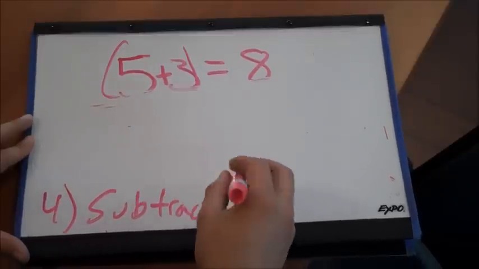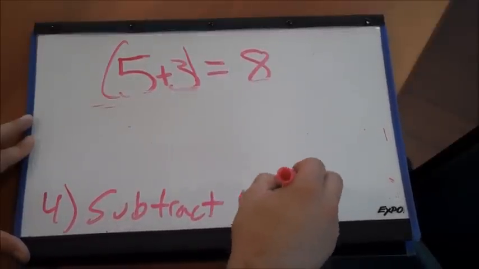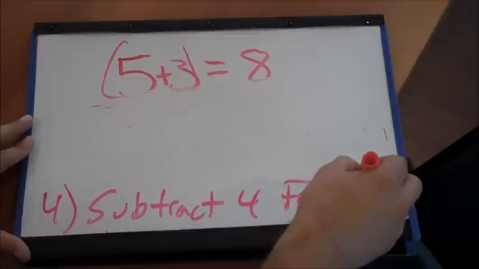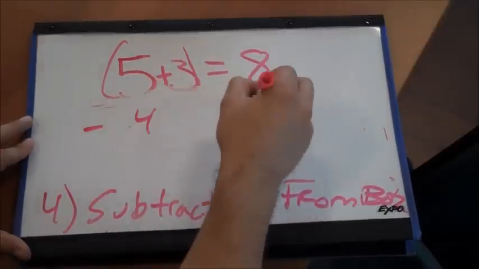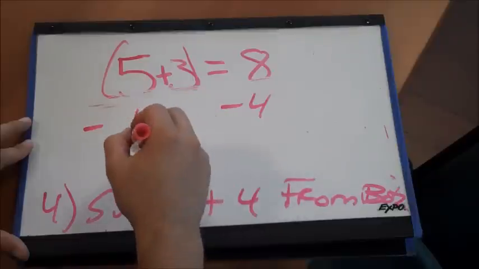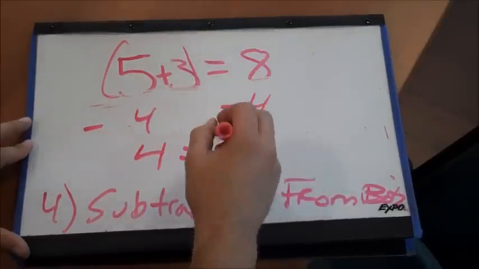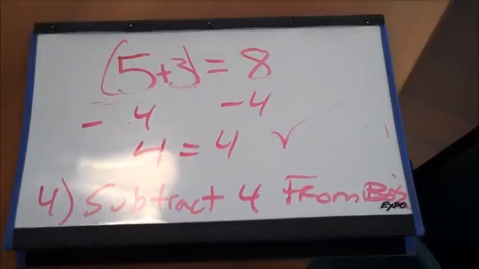For the fourth one, what if we subtract 4 from both sides? Minus 4, minus 4. 5 plus 3 is 8. We're going to take away 4 from that, and we're going to have 4. 8 minus 4 is 4. So that one worked out.